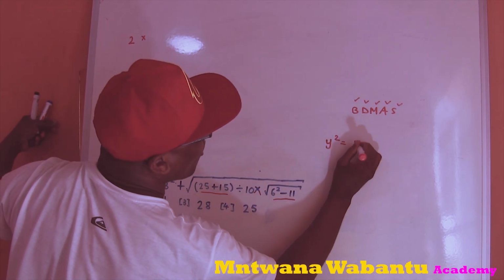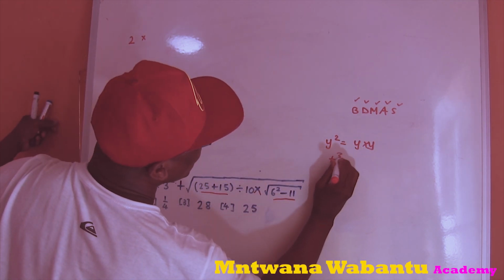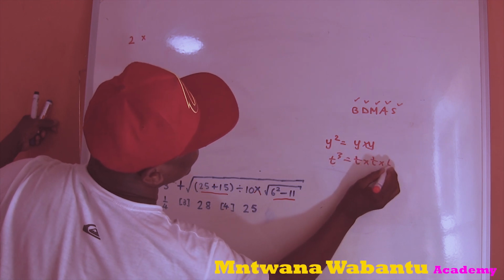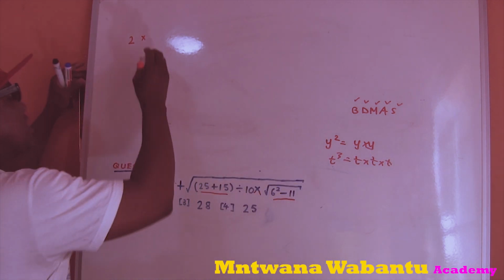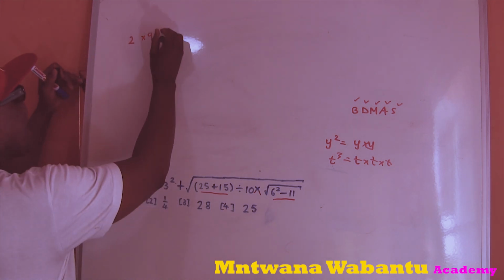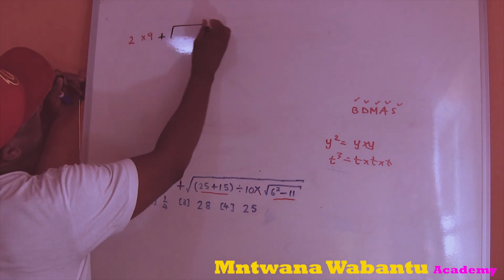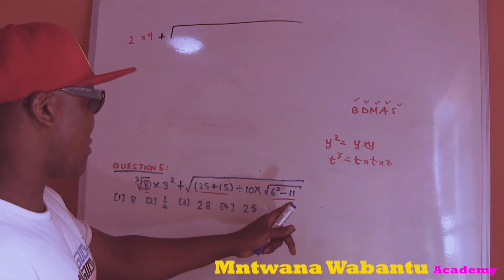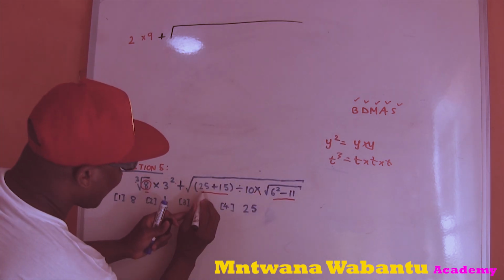Y square means y times y. T cube means t times t times t. So 3 square means 3 times 3 equal to 9. Now we go plus. So you got a big root here. Like I said, it started with the inner one. Bracket, I got my bracket.